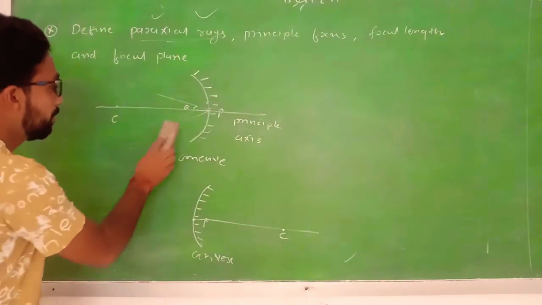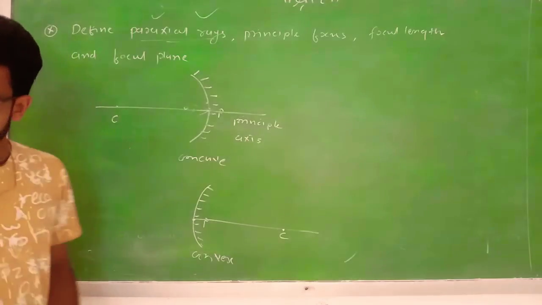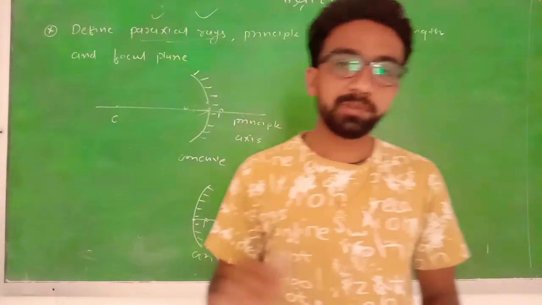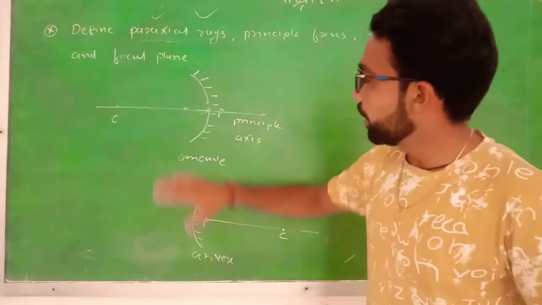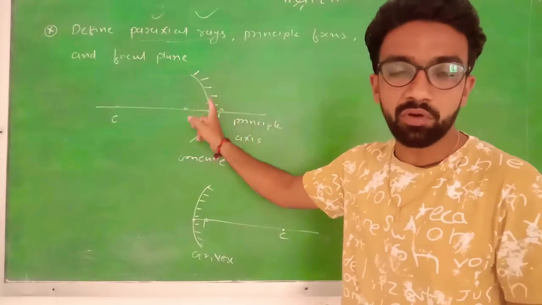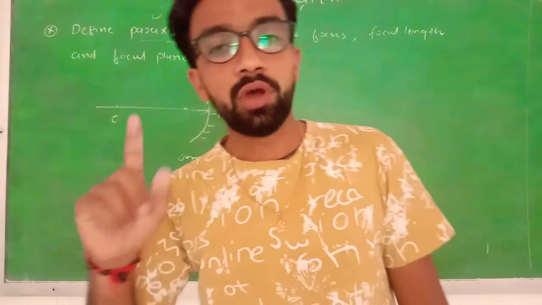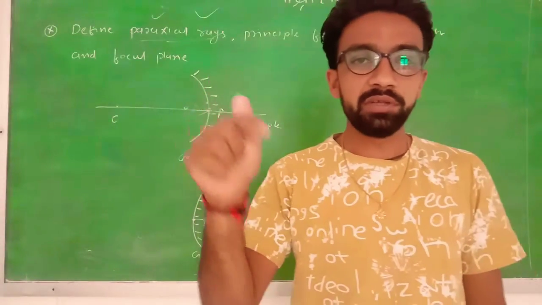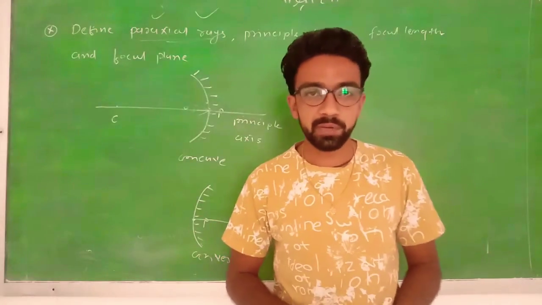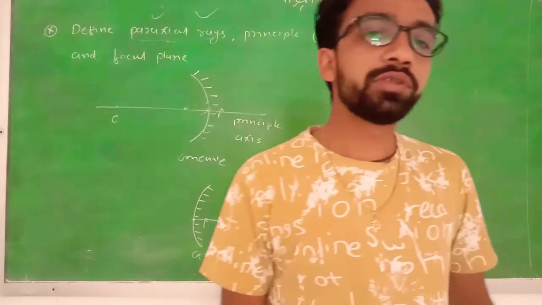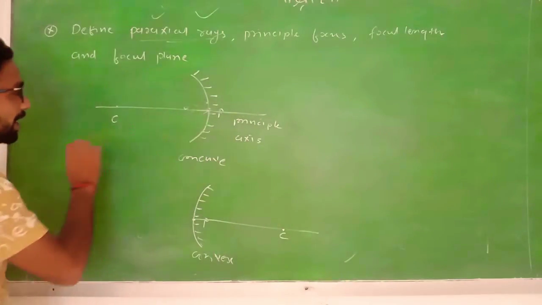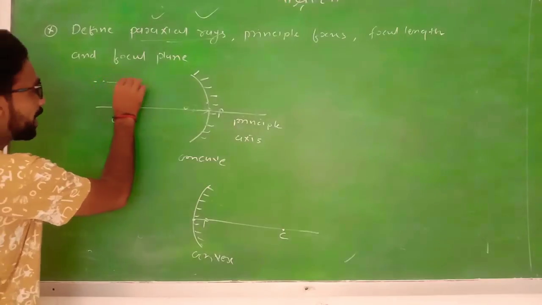So what is the principal focus? When rays come from infinite distance, those rays are considered parallel to the principal axis. When these parallel rays coming from infinite distance are incident on a concave mirror, after reflection the rays pass through a fixed point on the principal axis. That point is known as the principal focus. We try to understand by using this diagram. You can see this is a parallel ray.